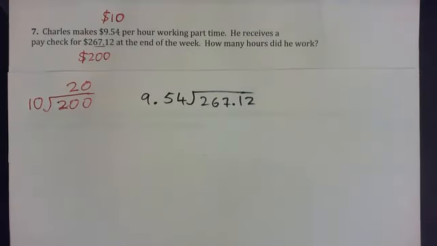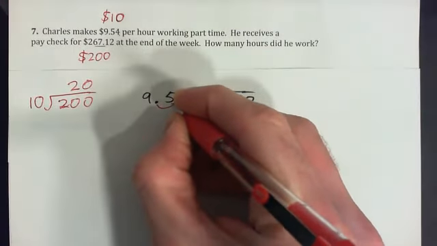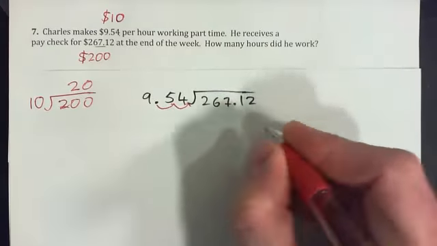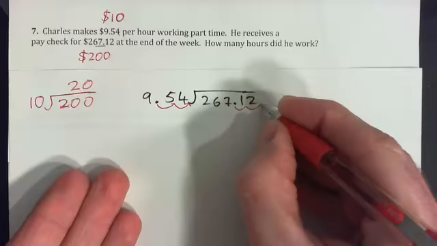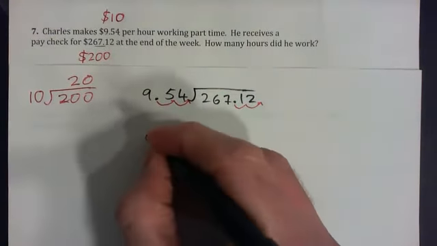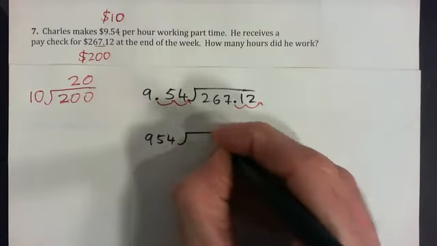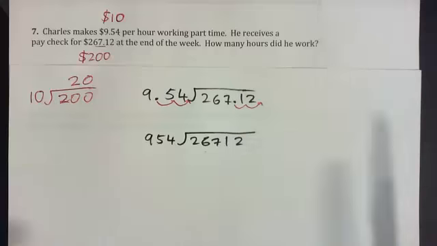Right? And now we're dividing by decimals. When we divide by decimals, we've got to get the decimal point out of there, move it 2 spaces to the right. If I do that with the divisor, I must also do that with the dividend as well. Move that over there. Okay? So we have 954 into 26712. Why do I do that?